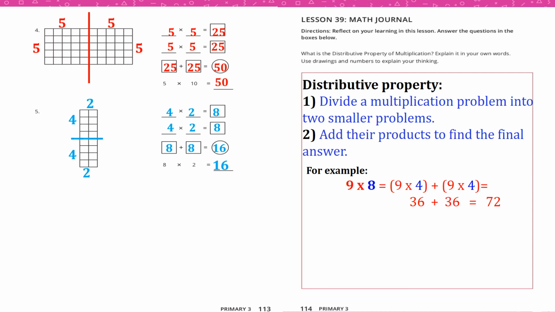For example, if I have 9 times 8, I will split this 8 into 4 plus 4. So I will distribute 9 into 4 and 4. 9 times 4, 36, and 9 times 4, 36. 36 plus 36 equals 72.